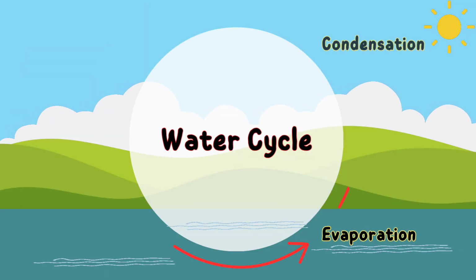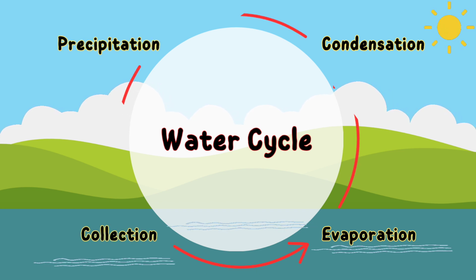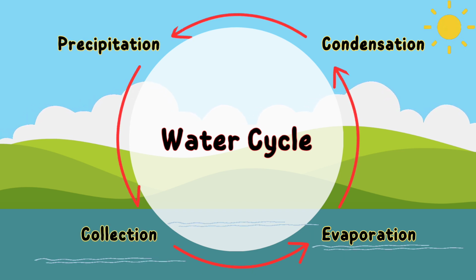Now the water cycle repeats again and again. It increases during summer and decreases in the winter.